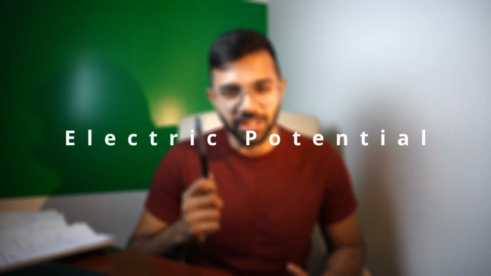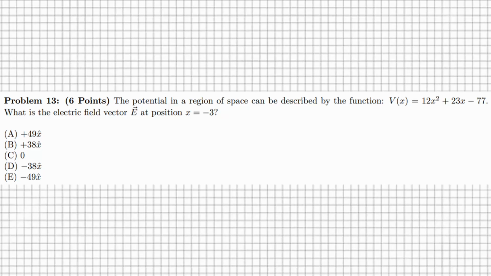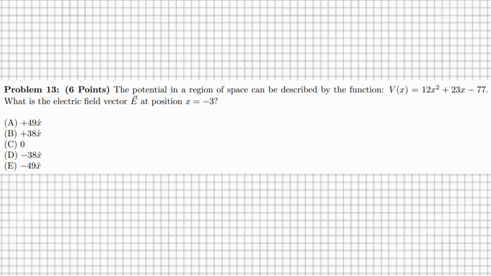Next, we delve into electric potential from section 23.2. For this section, I chose problem 13 of the past paper, which has 6 points. The potential in a region of space can be described by the function V of x equals 12x squared plus 23x minus 77. What is the electric field vector E at position x equals negative 3? And then we have options from A to E.